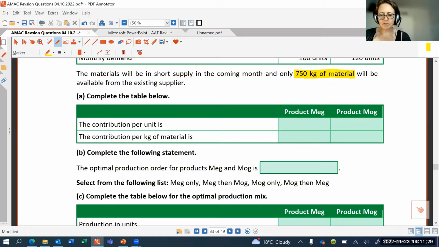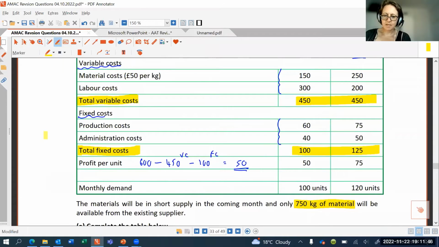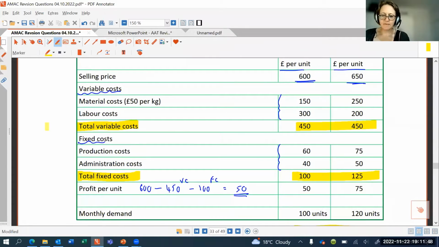But the first thing the table is asking me is, what is the contribution per unit of both meg and mog? And what then is the contribution per kilogram of material? So shall we start with the contribution of a full unit? At the moment, we have the profit of a unit. How do I find contribution? How could I find the contribution of product meg to begin with? What are we thinking about that? Anybody remember how to calculate contribution?